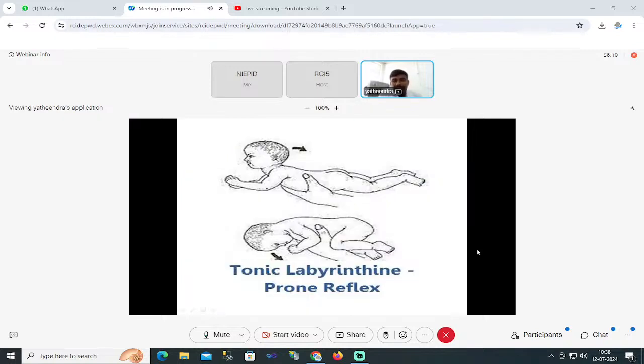Tonic labyrinthine reflex. As shown in the picture, just hold the baby as shown, then bend the head downwards. That's the second picture here. If you bend the head downwards, you can see the limb positions. All the limbs will be flexed, in a bent position. And if you extend the head, if you lift the head, automatically both the upper limbs and lower limbs will go into extension. So this is called the tonic labyrinthine reflex, the prone reflex.